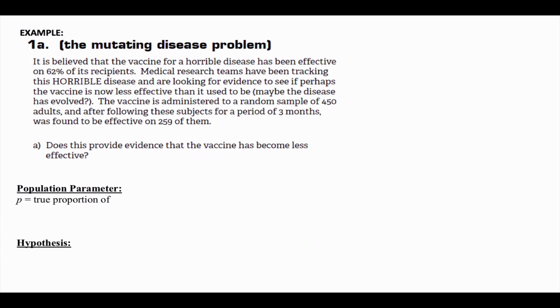So the vaccine is administered to a random sample of 450 adults, right? And after following these subjects for a period of 3 months, was found to be effective on 259 of them. So 259 of them either didn't get sick within that 3 months, or if they got sick, it wasn't that bad, right? It wasn't as bad. So the question is, does this provide evidence that the vaccine has become less effective? There's a lot to unpack there.